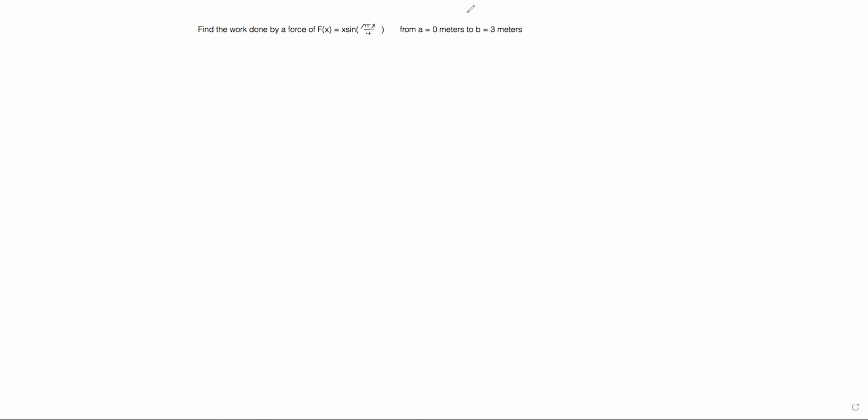So for our first one, we're dealing with work. We want to find the work done by a force acting along an interval. So real quick, remember that force, just in a general sense, is used to find the work done. So just in general, work is equal to force times distance. F is a force in newtons, D is a distance in meters.